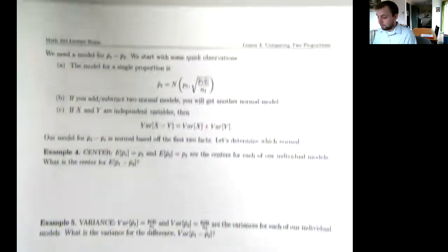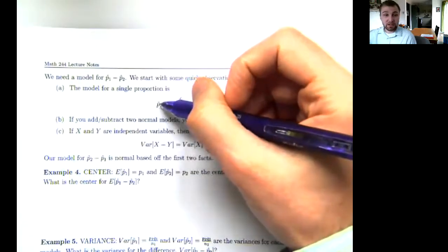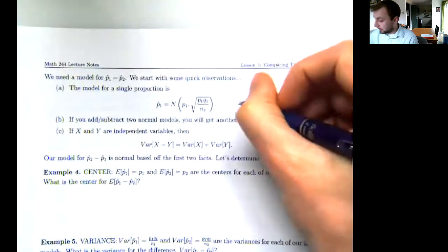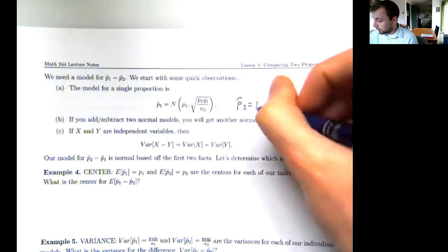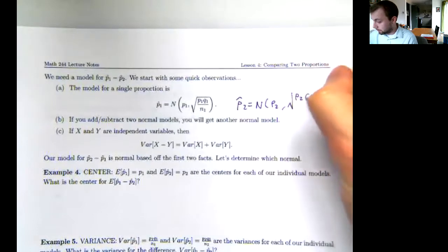Okay. My model for a single proportion is p hat. I'm using the subscript 1 to represent the first group because I have the same model and setup for my second group.